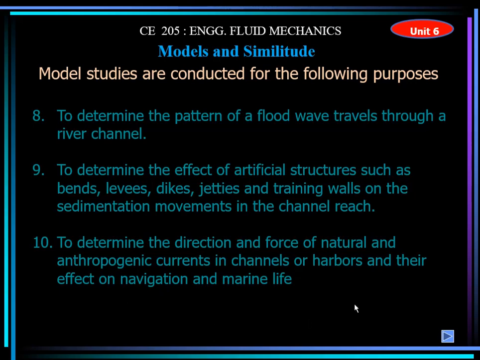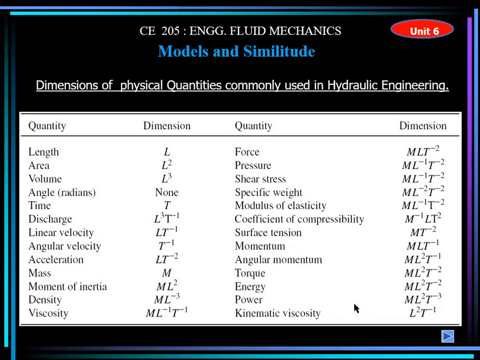Many things we can do by model studies. And when we do the model study, we use the dimensions. And you remember from part A, the dimensions for various quantities like the length, area, volume, discharge, velocity, all these are known to us. So we can use these dimensions to find out the similarities between the model and the prototype.